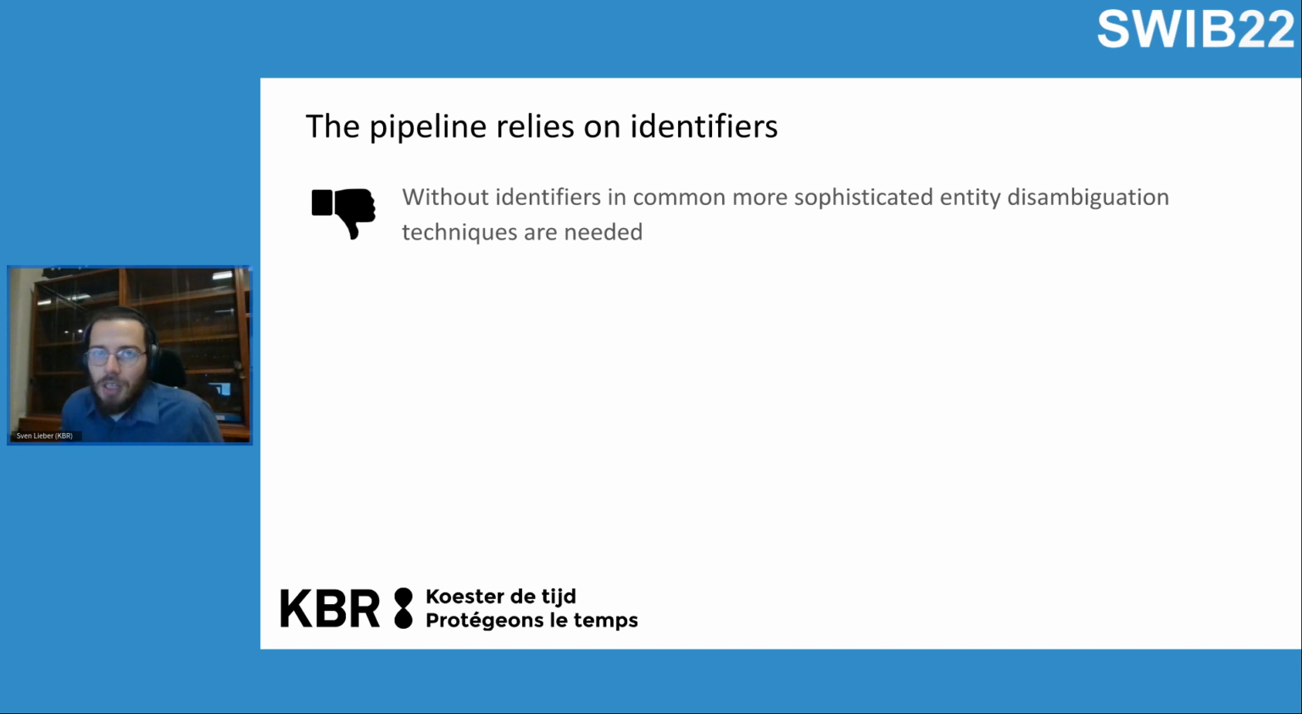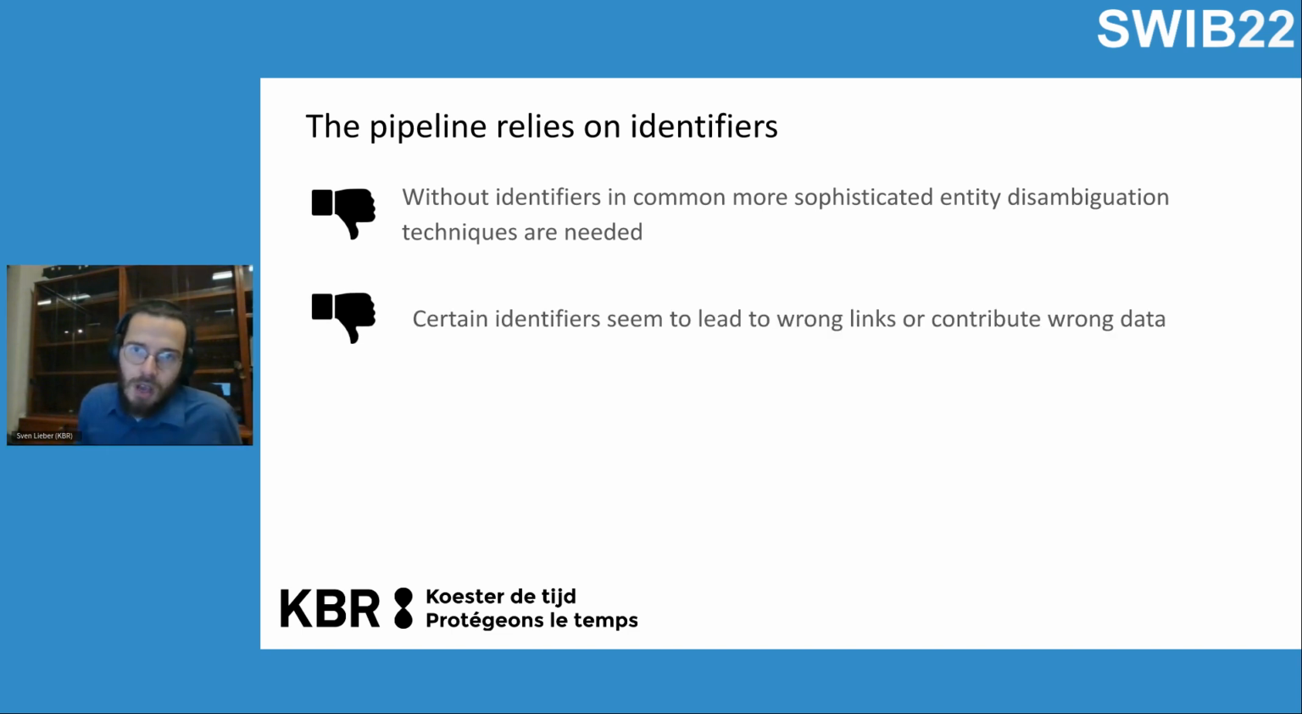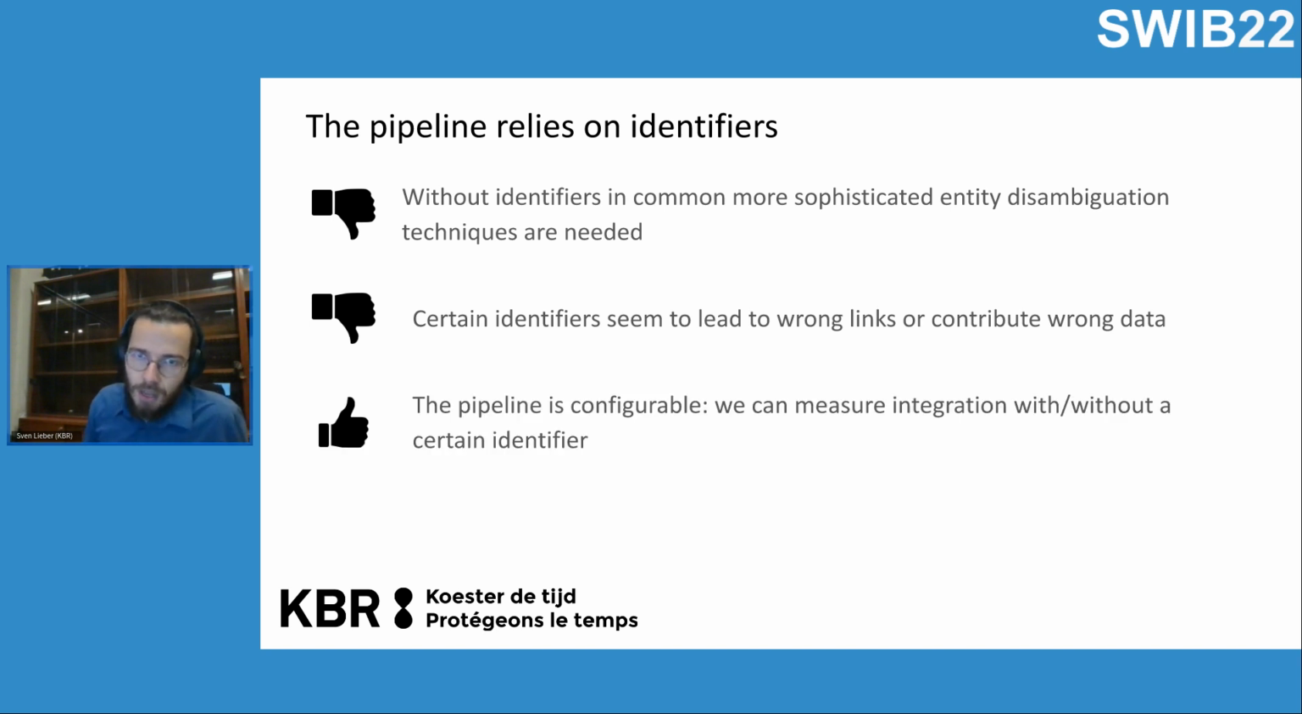Our data integration pipeline relies on identifiers. That means if there's no identifier in common, we cannot make links, and we would need more sophisticated entity disambiguation techniques, which might require even more librarians in the loop. We have seen that certain identifiers seem to lead to wrong links or contribute sometimes wrong data or insufficient data, but the pipeline is configurable.